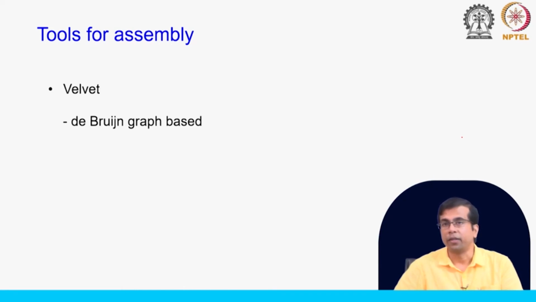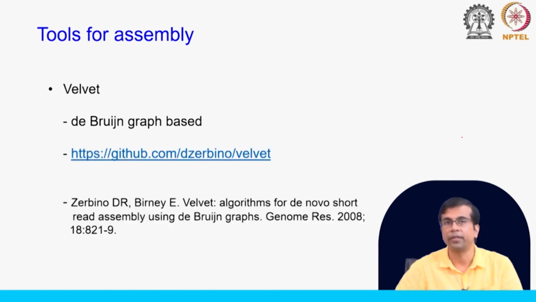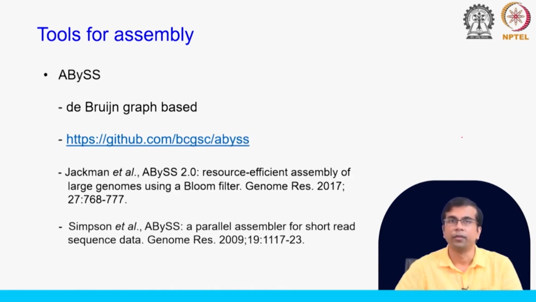For assembly today, we have Velvet available. This is based on the De Bruijn graph method that we discussed. Here is the link, and here is the reference paper that you can go through. Similarly, you have other tools. I am just mentioning some of them. I will not discuss them because we have discussed the algorithms. The implementations might be slightly different. I will just give you references in case you want to read more and understand these tools better. You will find the links here.